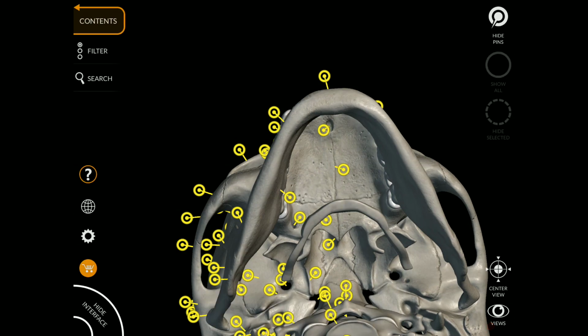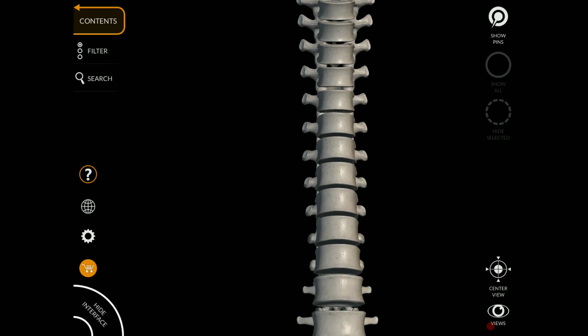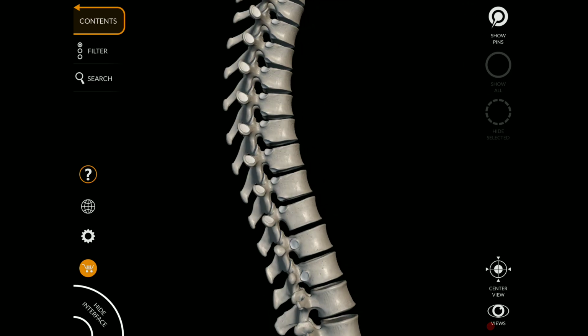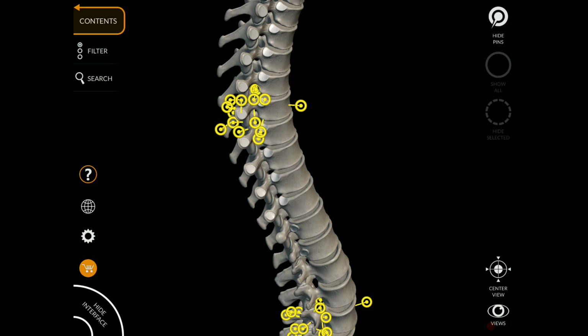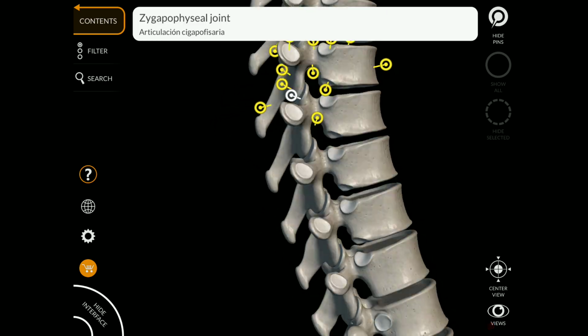And the same thing for the rest of the areas of the skeletal system. You can see here the vertebral column is another beautiful model where again you can show the pins and just go over the different parts.